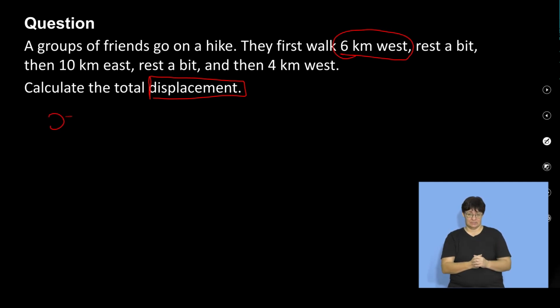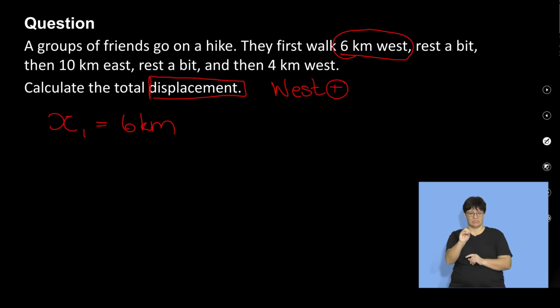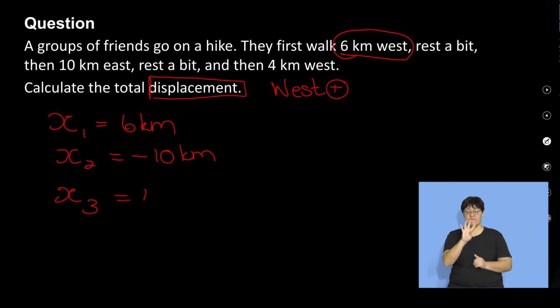Now they want the total displacement. Displacement means I need to choose a direction as positive. I said to you just now, we'll take original direction as positive. So my first one is 6 kilometers, and I'm taking west as positive. I like to write down what I'm taking as positive to remind me. My second distance was 10 kilometers east. East now becomes my negative direction, so that's minus 10. Third one is 4 kilometers west.